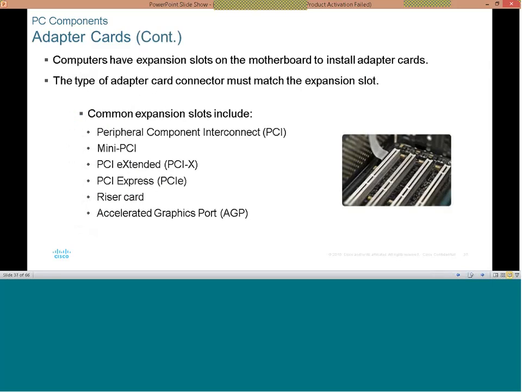So common expansion slots that we have include the Peripheral Component Interconnect, which is PCI. We have the mini PCI, the PCI Express. So these are different expansion slots which we have inside the computer motherboard. And the essence, like I said, is to give room for more devices to be connected.